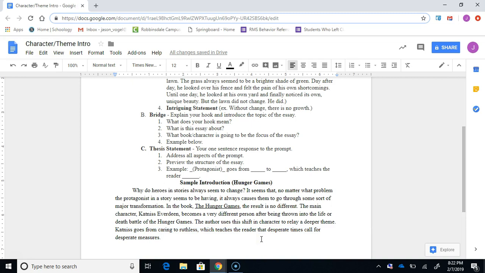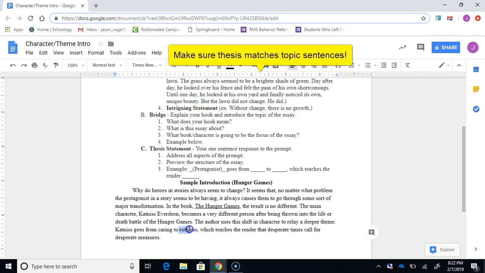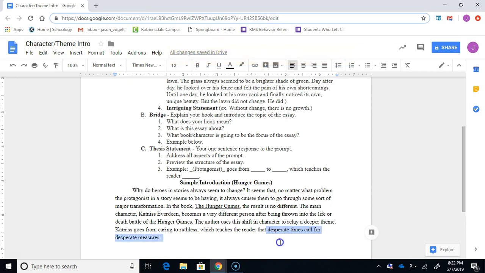Now that I have my introduction completely written, I can move on and write the body of my essay, which will contain the three main parts of my thesis statement. The first paragraph will be about how she was caring at the beginning. The next paragraph will be about how she was ruthless at the end. And the final paragraph will be about how it connects to the theme that desperate times call for desperate measures.